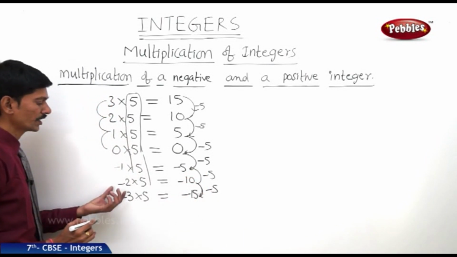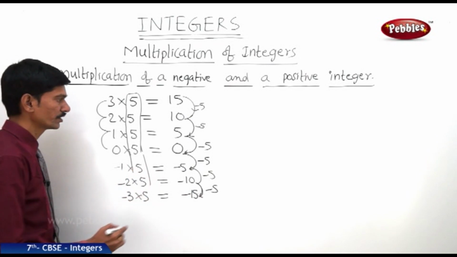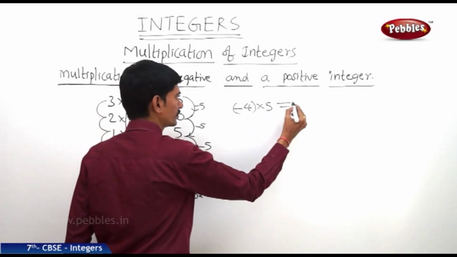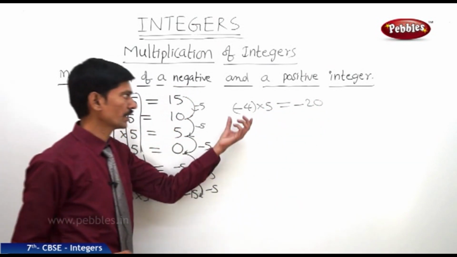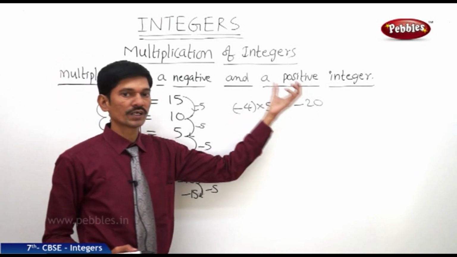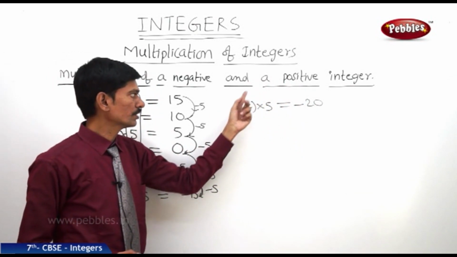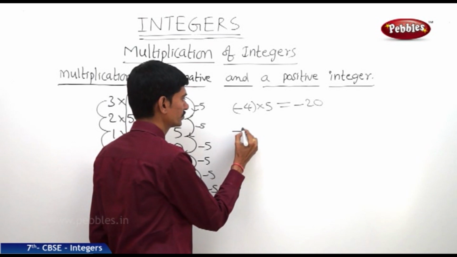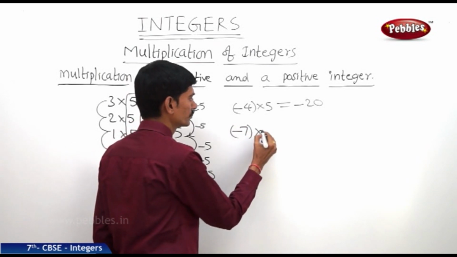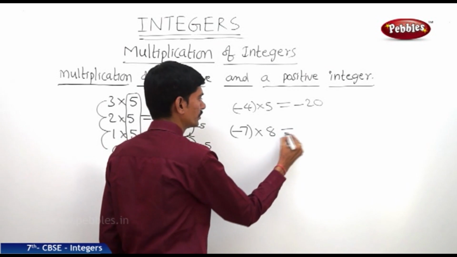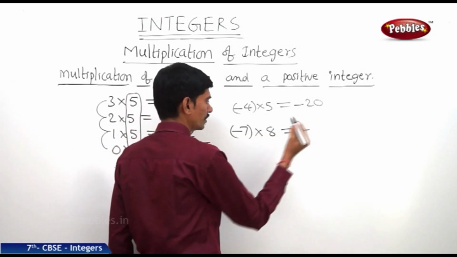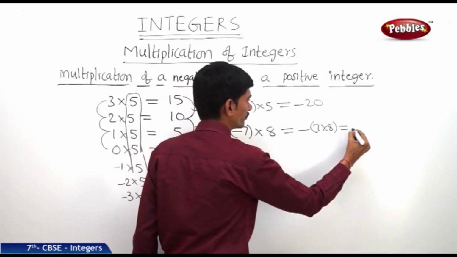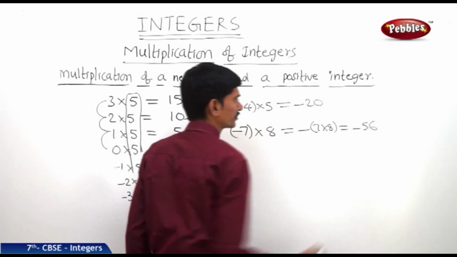So when you multiply a negative integer and a positive integer, means minus 4 into 5, this equals minus 20. So here also we write the negative sign before the product and we multiply the two numbers as we multiply the whole numbers. Now if you want to find the product of minus 7 into 8, then this equals, first we write the negative sign and then we multiply 7 into 8, so this equals minus, 7 8s are 56.